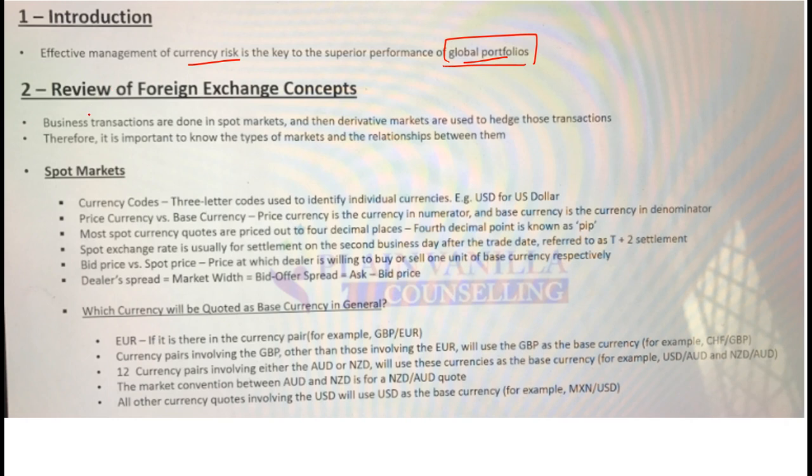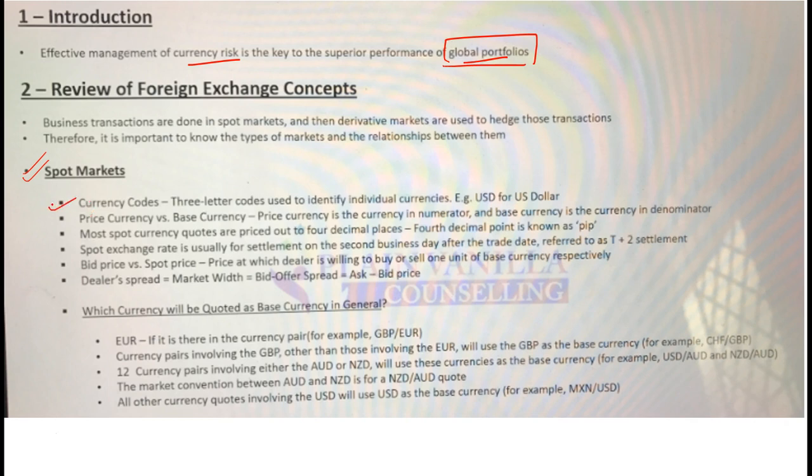So starting with a review of foreign exchange concepts, again nothing very new here, same as what you have just learned in level 1 and 2. There are different types of markets with respect to foreign exchange. So there can be spot markets. What is a spot market? A spot market is a market in which you do the spot transaction. That is, if I sell or buy any dollar or any rupee or any currency today, then that is a spot market transaction. That is, I am doing the transaction on the spot.